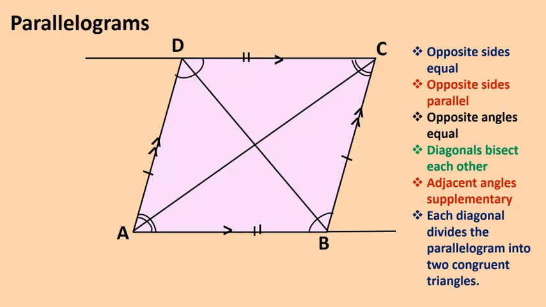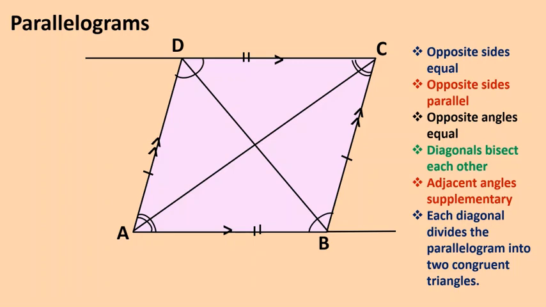Each diagonal divides the parallelogram into two congruent triangles. Means if only one of the diagonals is drawn, say AC is drawn, then triangle ACD and triangle ACB, they are congruent, means they are equal in size and shape. So their areas will be equal. We have studied using SSS, ASA, any of these conditions we can prove that they are congruent. Okay, remember that.